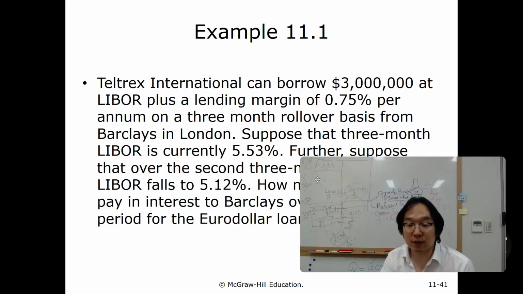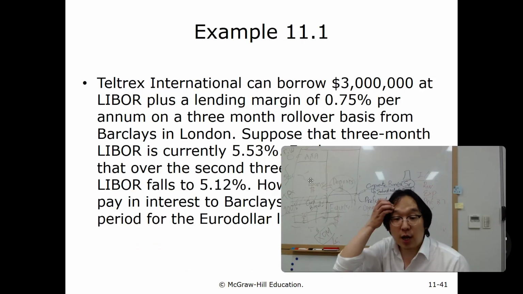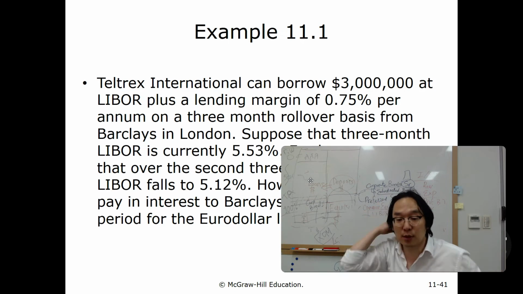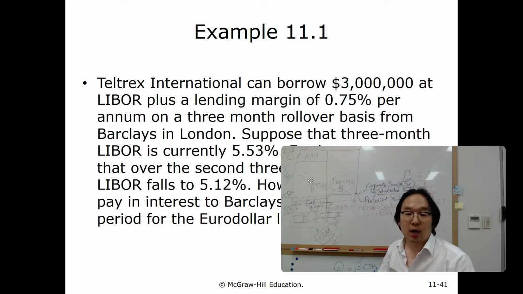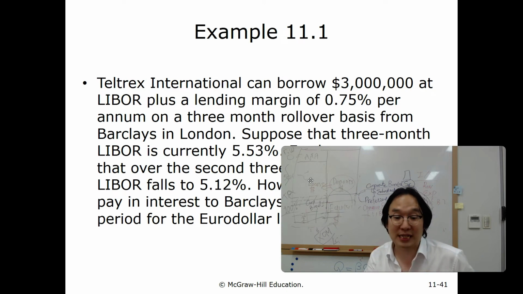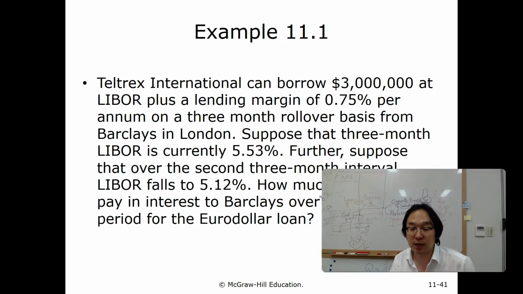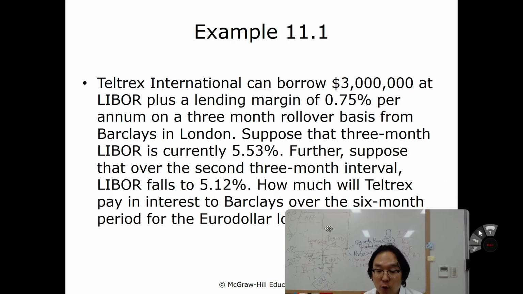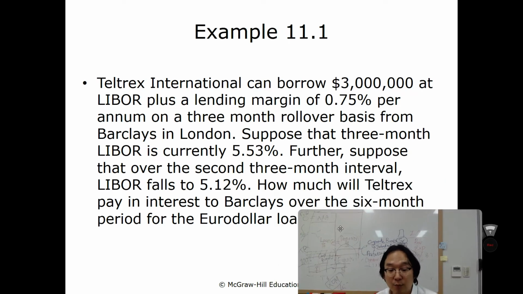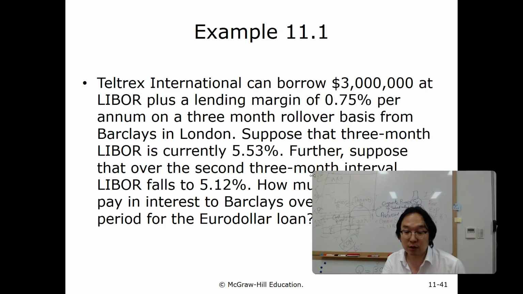Here is an example. Teltrex International can borrow $3 million at LIBOR plus a lending margin of 75 basis points per year, on a 3 months rollover basis from Barclays in London. Now suppose that 3 months LIBOR is currently 5.53%. Further, suppose that over the second 3 months interval, LIBOR falls to 5.12%. How much will Teltrex pay in interest to Barclays over the next 6 month period for Eurodollar loans?